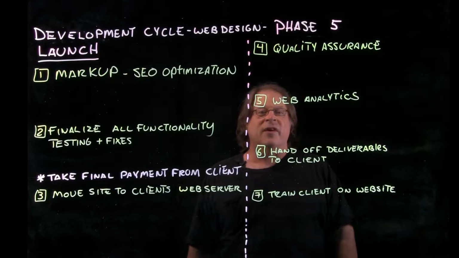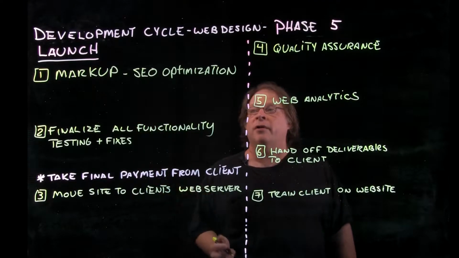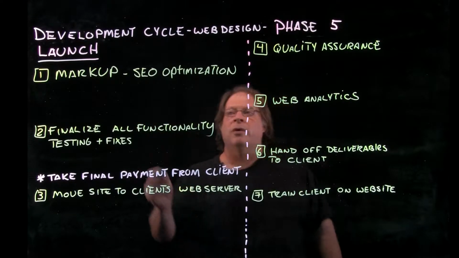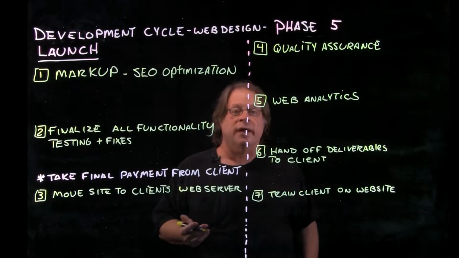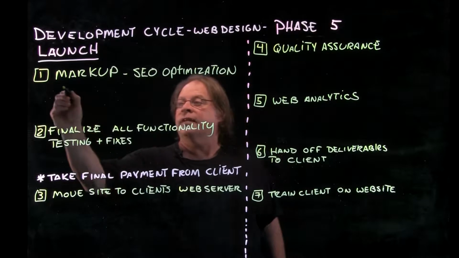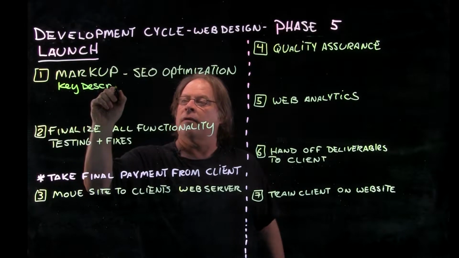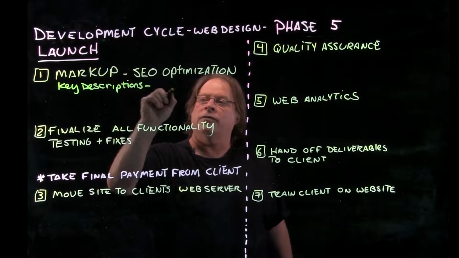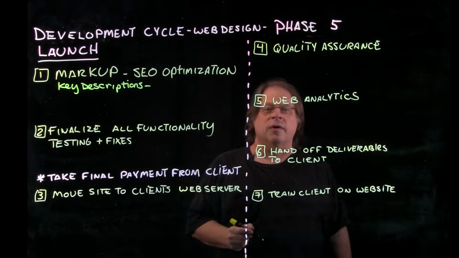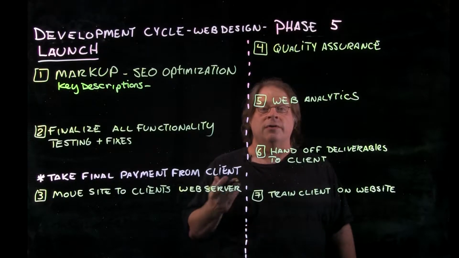The fifth phase of the development cycle is actually launching the website. So the first thing you'll want to do is your markup. You want to do the SEO optimization, that's search engine optimization, so it gets higher rankings. You want to set up your key descriptions. Those are the 1 or 2 sentence long descriptions you'll see in the web browser when you use a search engine.